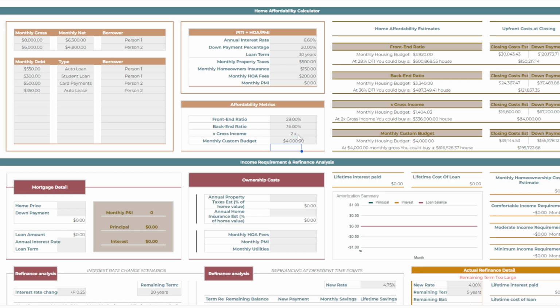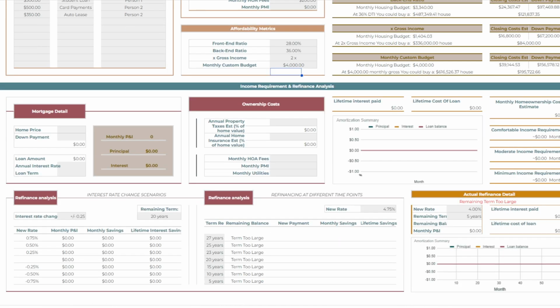Based on these inputs, the affordability calculator determines results using each metric independently. You'll see estimated home prices you can afford under each approach, along with corresponding monthly housing budgets, closing costs, and required down payments. Scrolling down brings us to the income requirement and refinance analysis section. This area answers the question, how much income is actually required to afford the home at different comfort levels?